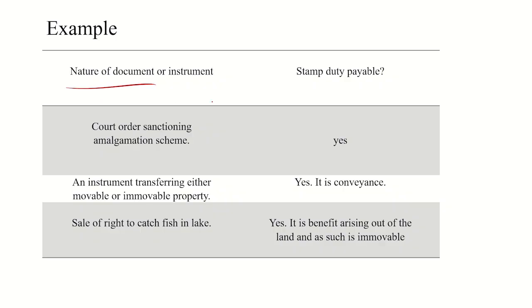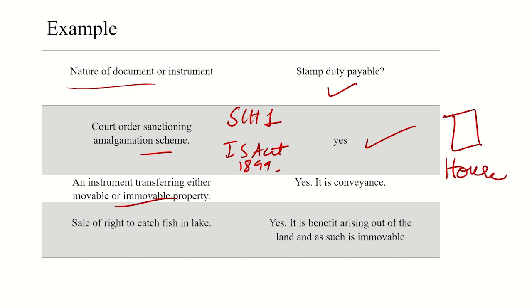Now let us try an example. A court order sanctioning an amalgamation scheme. Should the stamp duty be paid? Yes, because it is an instrument as per Schedule 1 of the Indian Stamp Act 1899. Next, an instrument transferring either movable or immovable property. Like you want to sell your house or your land, whatever it is. That is immovable property. Should we pay? Yes, it is a conveyance. Because it is a conveyance, we have to compulsorily pay stamp duty.